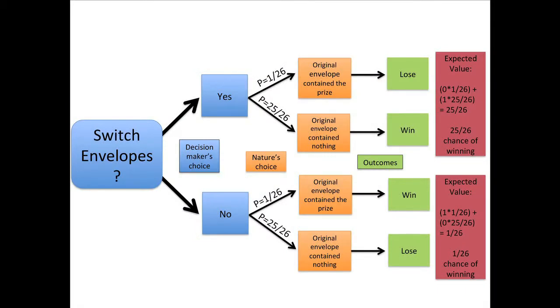Now we'll go through the decision tree for the 26-door version of the Monty Hall problem. However, we'll show a slightly different spin on the decision tree than we did with the 3-door version. With 26 doors, it would be a pain to draw out all the different possible paths. Instead, we can think about the problem differently and separate it into one decision maker's choice and one nature's choice.